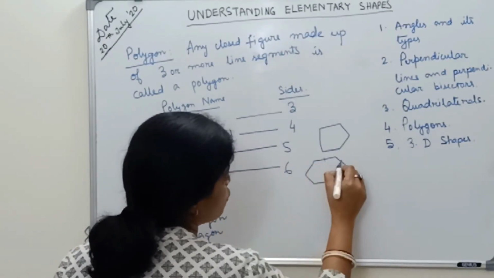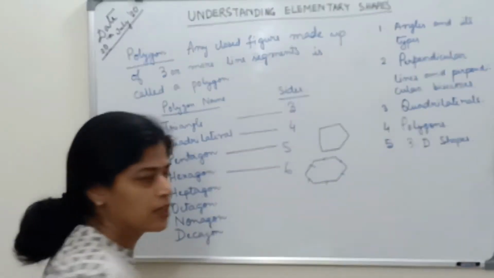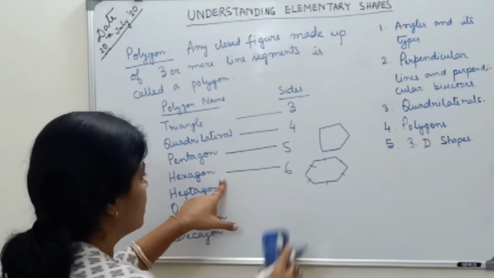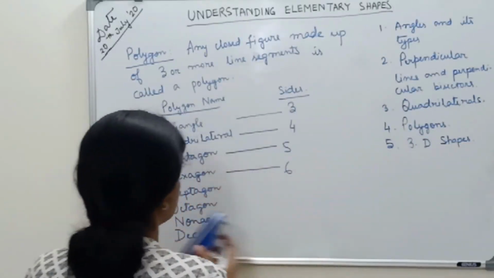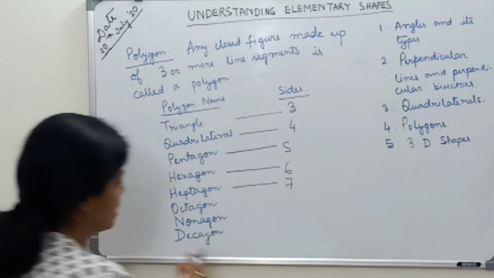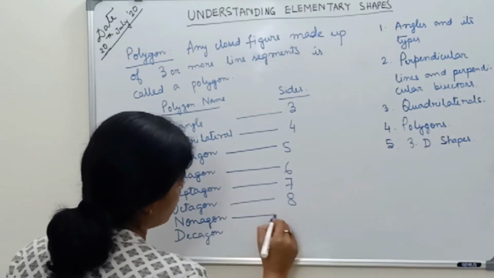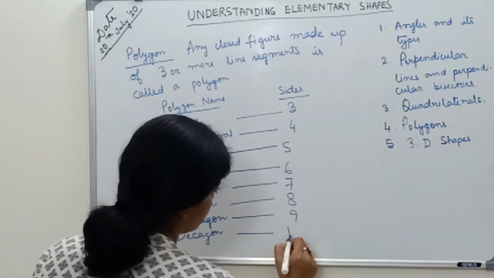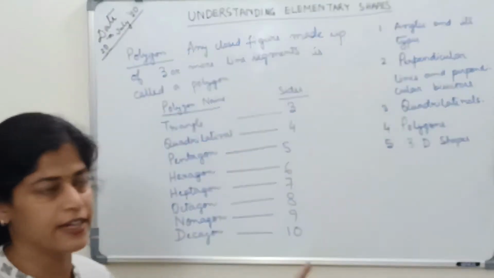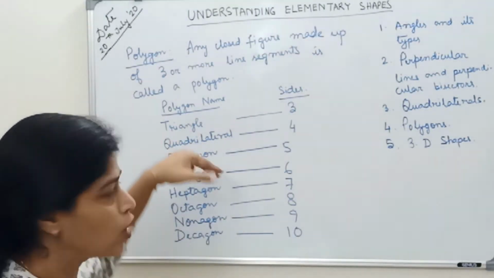How many sides? 1, 2, 3, 4, 5 and 6. So this is a hexagon. Then what is a heptagon? Heptagon means it has 7 sides. Then what is an octagon? It has 8 sides. Nonagon has 9 sides, and decagon has 10 sides. So this is all about your polygon.